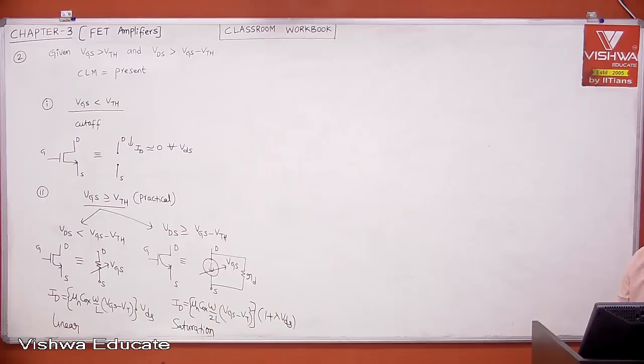If you ask me the answer is C. Current source with finite output impedance. It's not infinity. If channel length modulation is not there, then that is infinity. Okay.